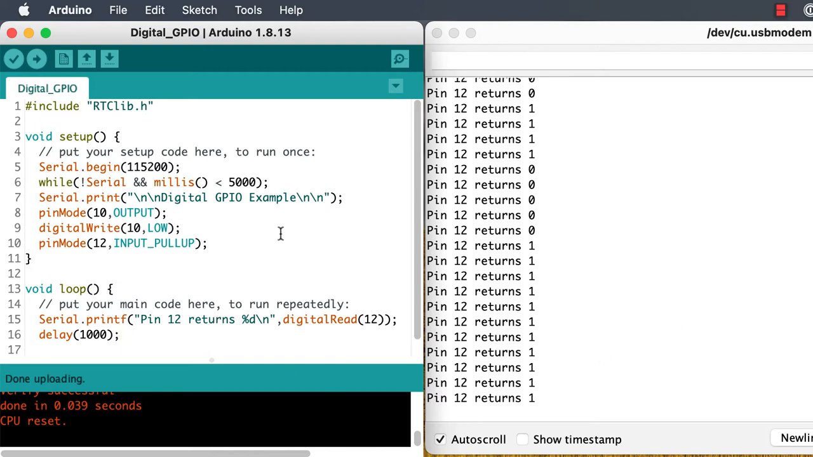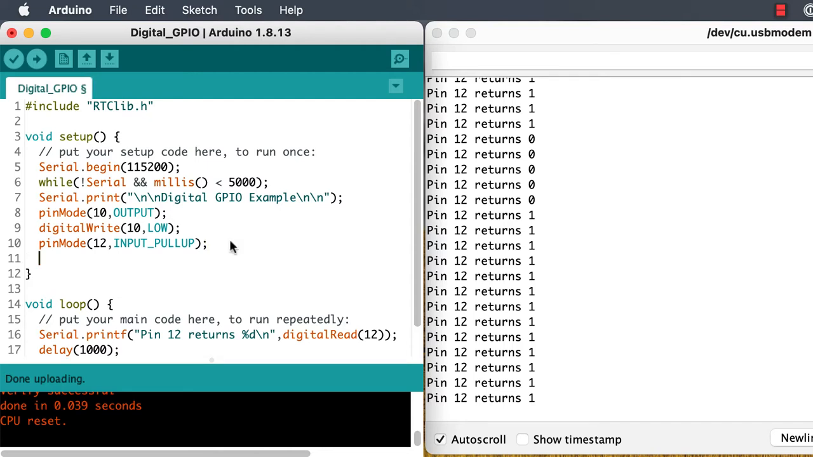That's because when I am not pushing the button, pin 12 isn't connected to anything, and it's pulled high by that input pull-up pin mode. When I push the button, it's connected to pin 10, which is at a low voltage level, and pin 12 is then pulled low down to 0 when I push the button.